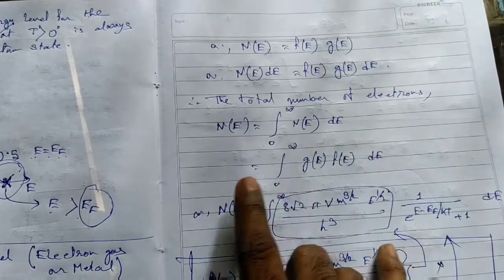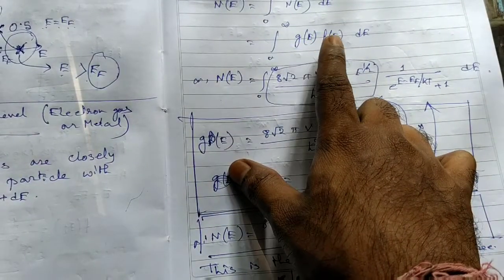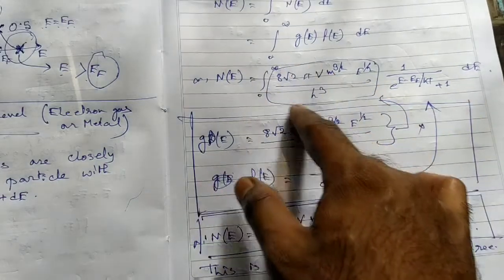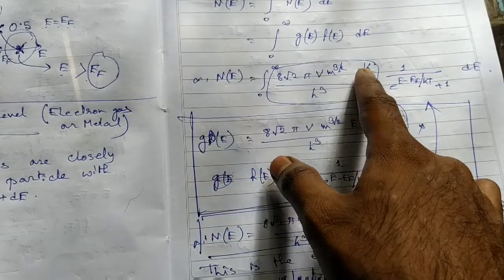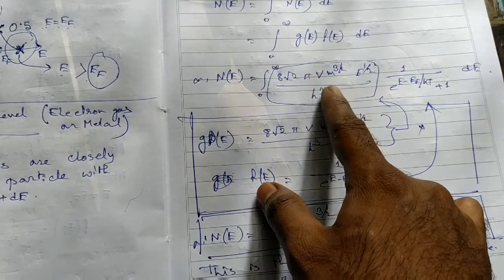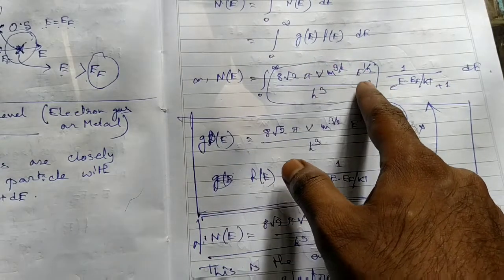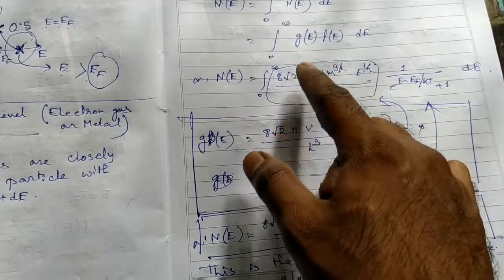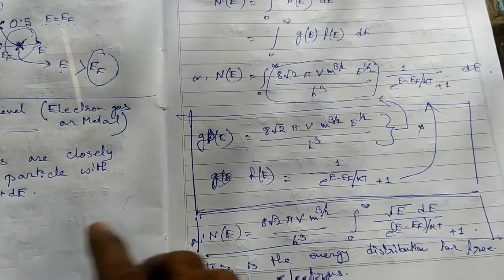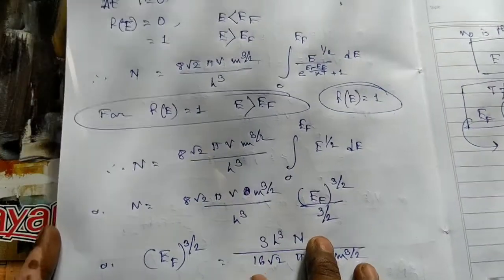We multiply by d on both sides, then try to integrate over this. Then we put the distribution function as 1 by e to the power E minus Ef by kT plus 1, and the density of states as 8 root 2 pi m to the 3 by 2 root E by h cube. We already constructed this function Ge in the density of state lecture or quantum state lecture. Then we try to calculate the Fermi energy of the system.